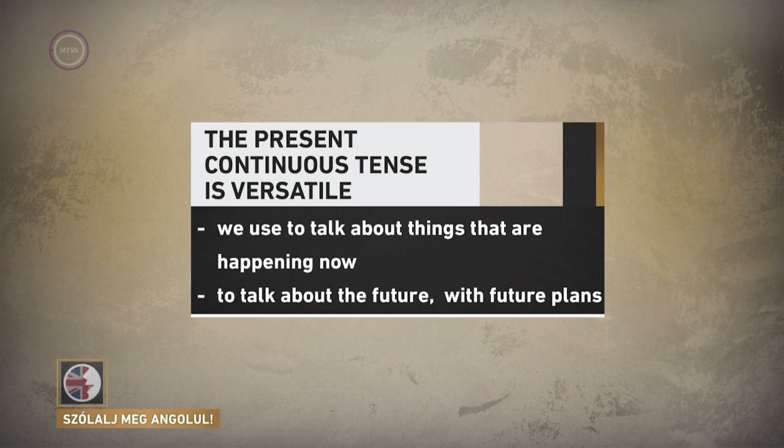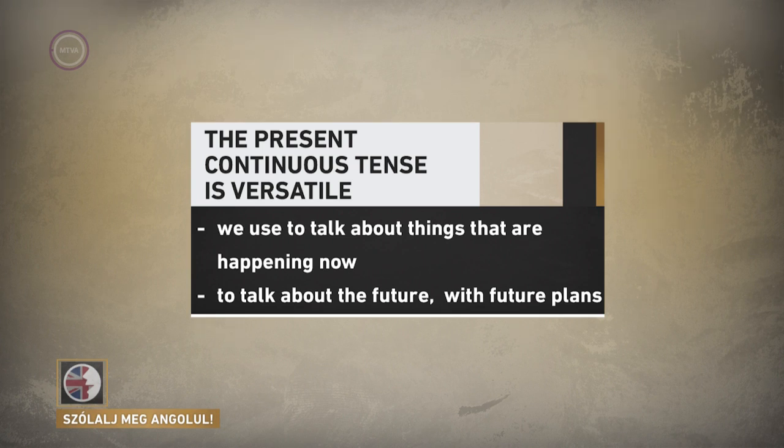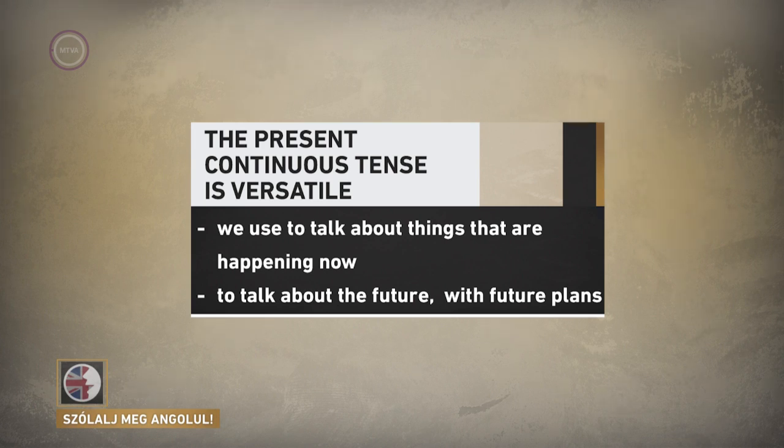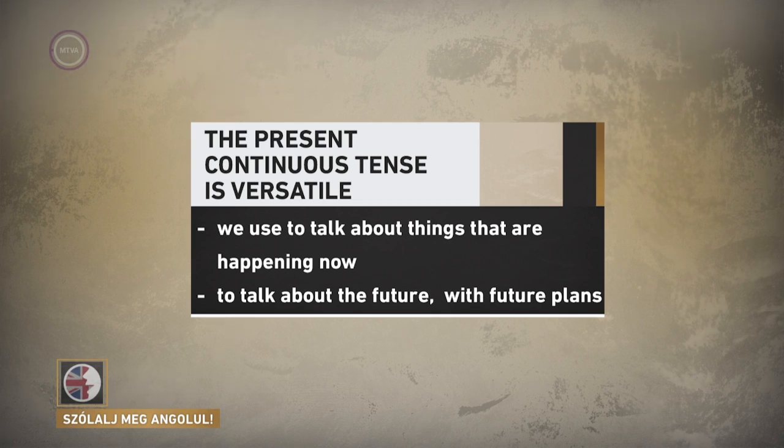Then last week, we learned that the present continuous tense is actually more versatile than we thought. We can use it to talk about what's happening now, but we can also use it to talk about the future, like with future plans, similar to going to. Blimey, huh? Yes, that's right, blimey. So, as we can see, the present continuous is a versatile tense. It doesn't just have one use, it's multifunctional.